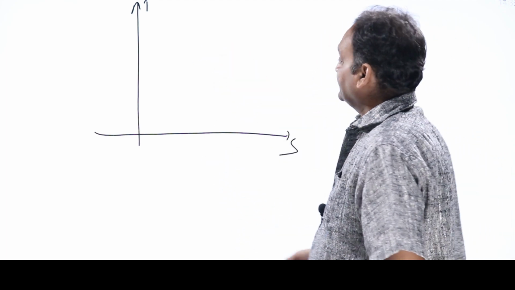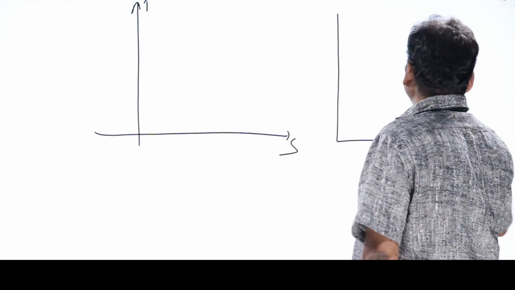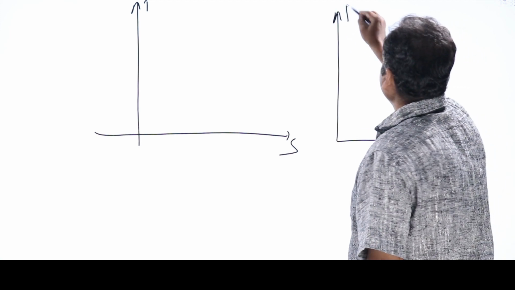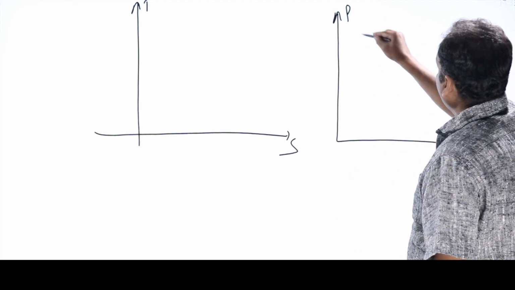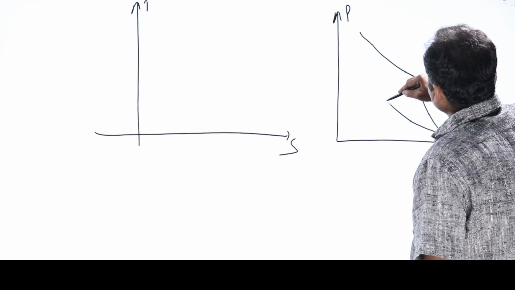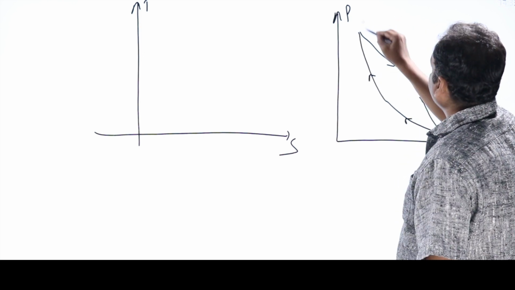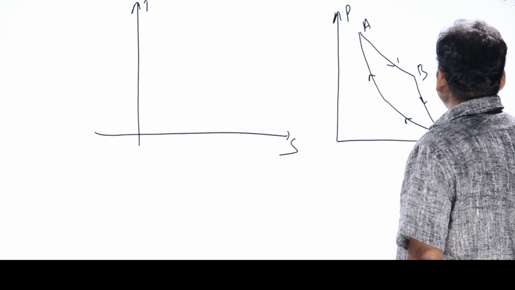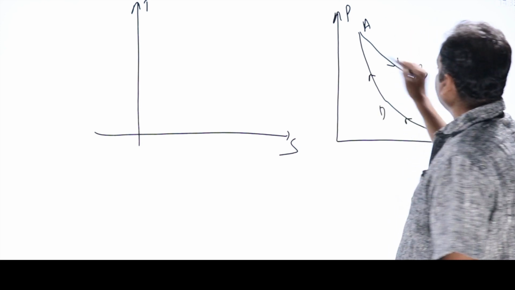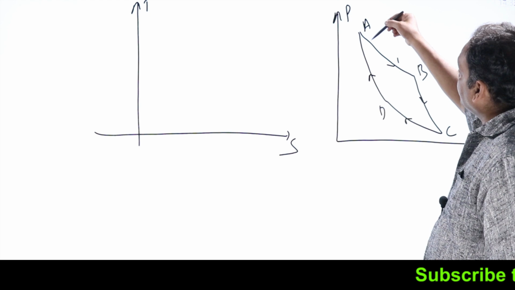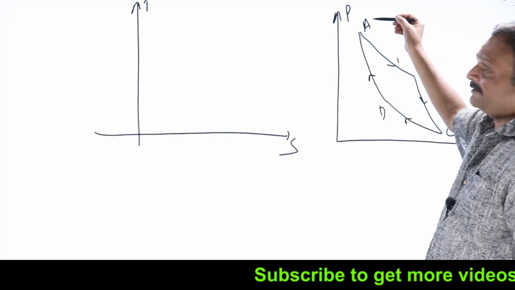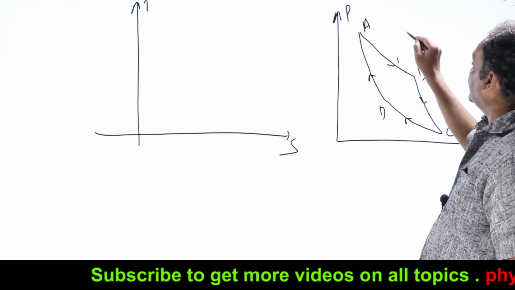Now, how to draw a Ts diagram is, first we will see a PV diagram of a Carnot cycle, the indicator diagram. We have got a Carnot cycle to be like this, which involves 4 steps. A to B is first step, then B to C, C to D, and D to A. What is A to B? It is reversible isothermal expansion from P1 V1 to P2 V2 at a constant temperature T1.